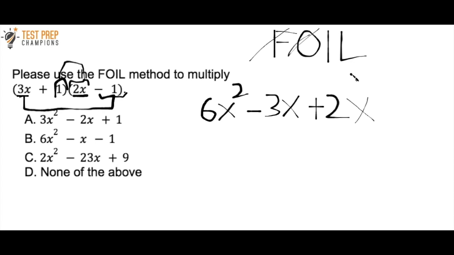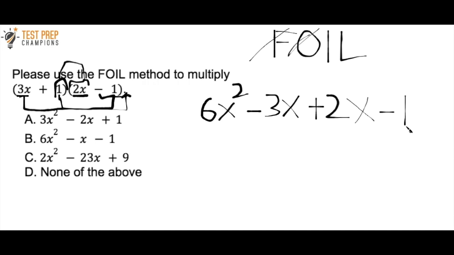So now let's deal with the last term. The last thing I'm going to do here is look for the pair that I haven't multiplied yet. So that's going to be my 1 and my minus 1. And again, I have to always consider the sign here. So we're going to do 1 times minus 1, which is just minus 1. So I have 6x squared minus 3x plus 2x minus 1.